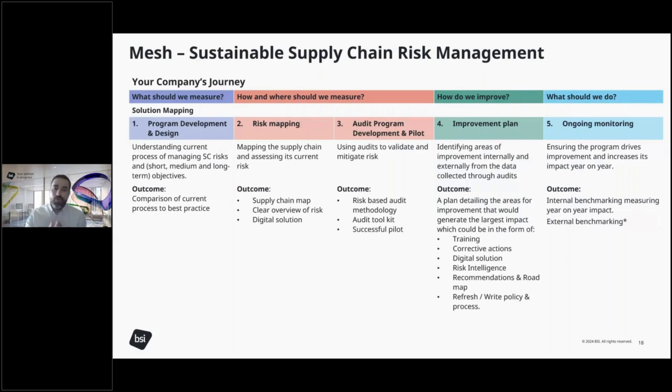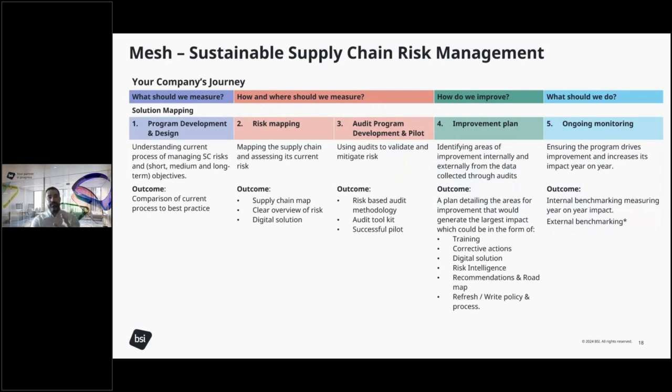It's getting its own little session here because we think it's just that important to map the supply chain and assess the current level of risks. Because from there, you can then take action on the different parts of the supply chain where you see the highest level of risk.